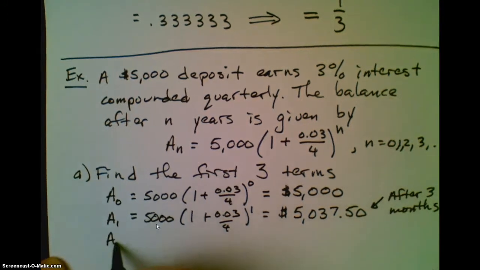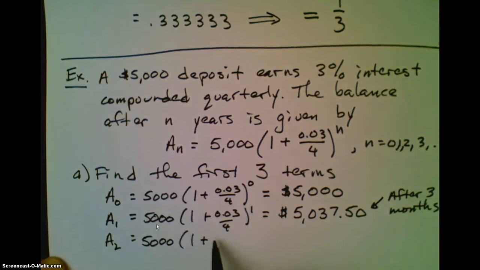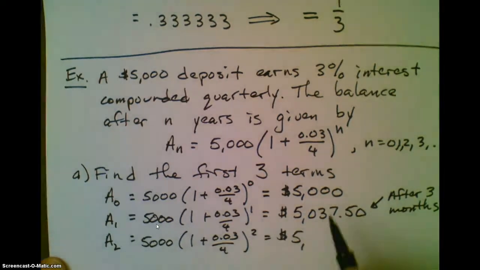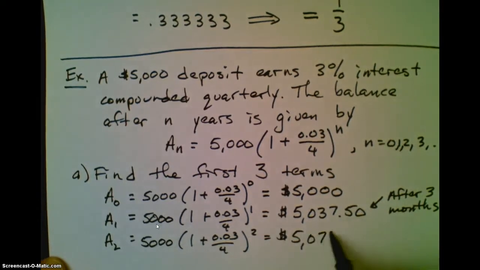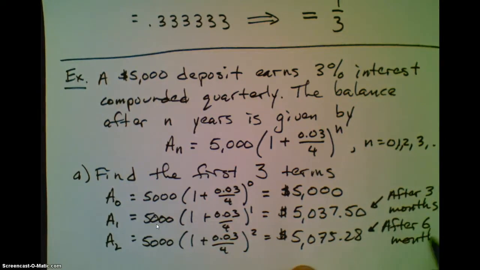And then a sub 2, so that's after the second time that it's compounded, so that would be after 6 months. So we have 5,000 times 1 plus 0.03 divided by 4 raised to the second. And if you plug that into your calculator correctly, that should give you $5,075.28. And again, this is after 2 compounding periods, so that's after 6 months.